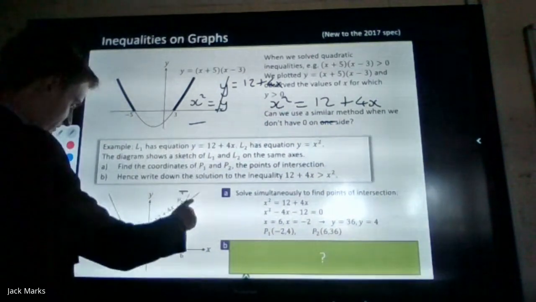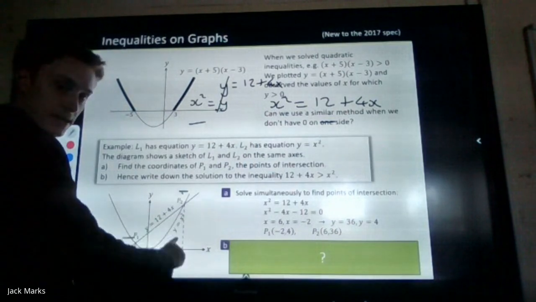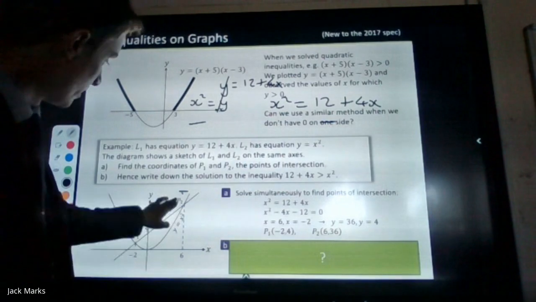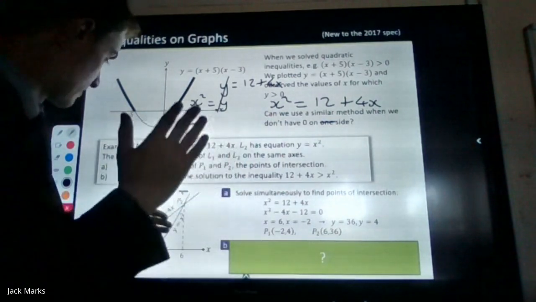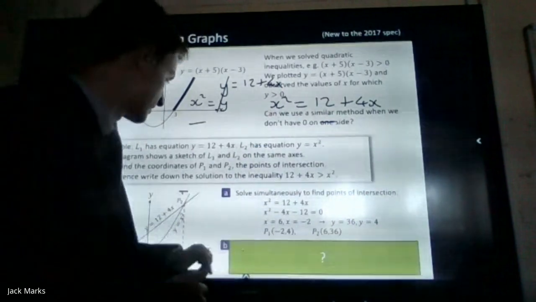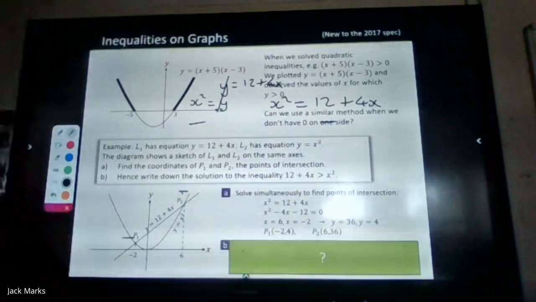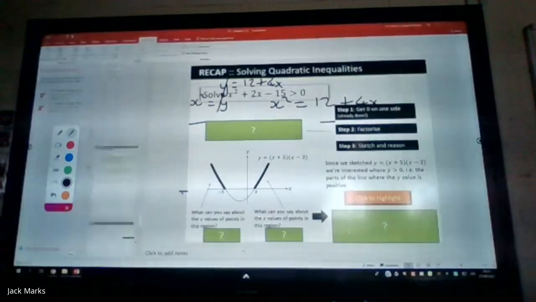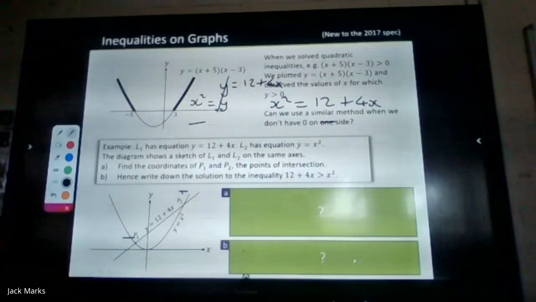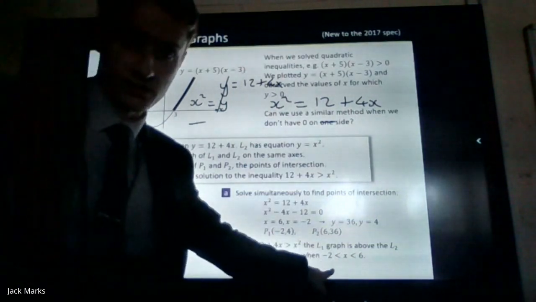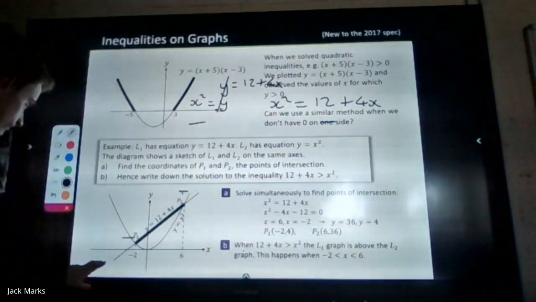The line is above the curve between here and here. And you know those values are minus 2 and 6. So the line is above the curve between minus 2 and 6. And that's the answer. So let's just do it on there. So it's between minus 2 and 6.